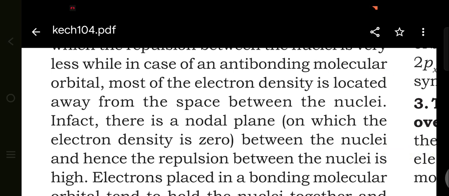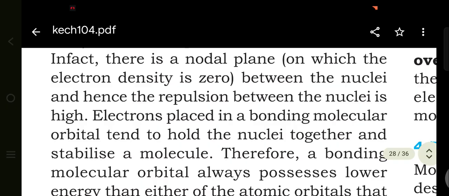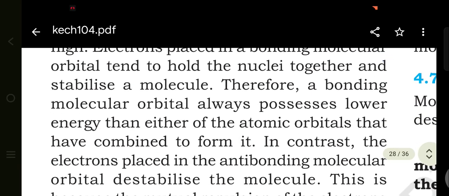In fact, there is a nodal plane on which the electron density is 0 between the nuclei, and hence the repulsion between the nuclei is high. Electrons placed in a bonding molecular orbital tend to hold the nuclei together and stabilize the molecule. Therefore, a bonding molecular orbital always possesses lower energy than either of the atomic orbitals that have combined to form it.